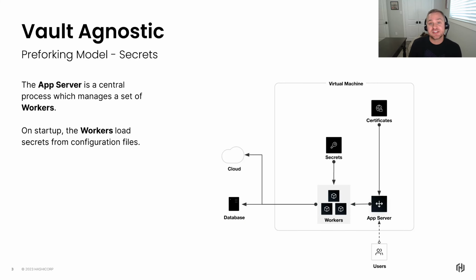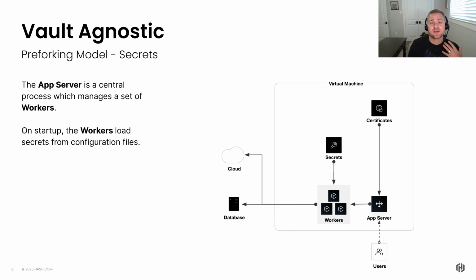Now let's talk about secrets and Python web apps. In this example, I have a virtual machine. It has TLS/SSL certificates in a file. It has secrets in a file, and the application server is pulling the certificates, and each of the worker processes is pulling the secrets as well.